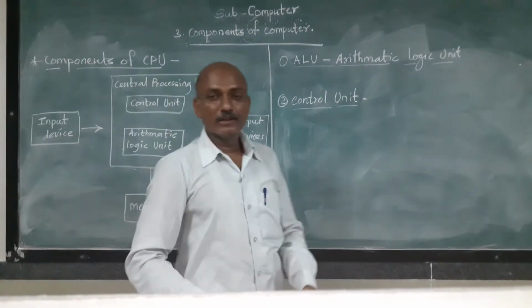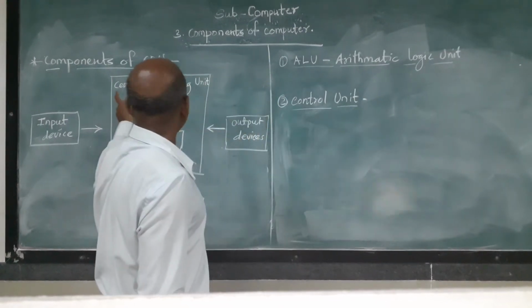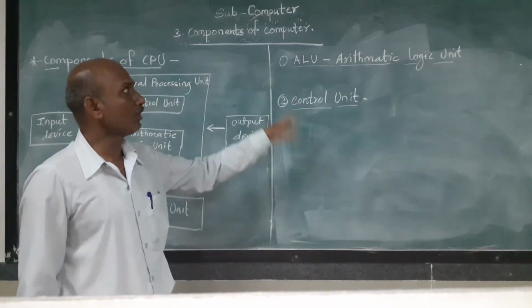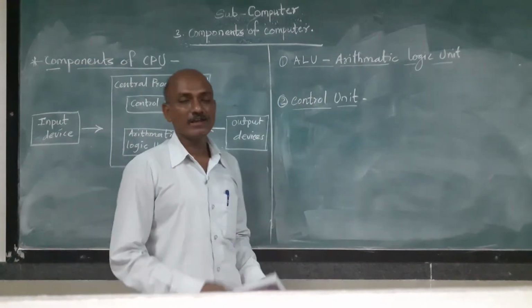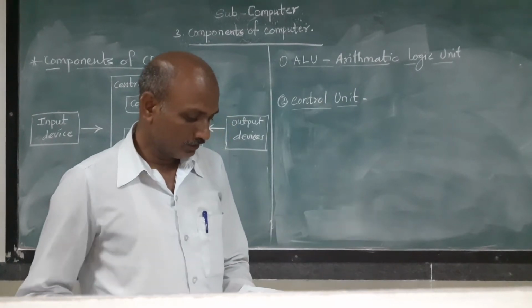Now, the next point is ALU. ALU means arithmetic logic unit. Second, control unit, and third is memory unit. These are the components of CPU. First we see ALU. What is the ALU doing?